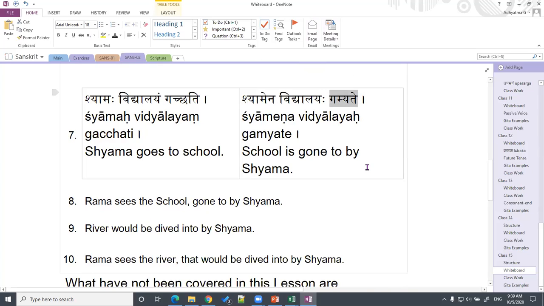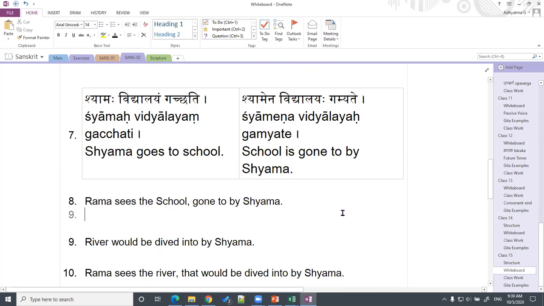How will you make the participle out of that? Gamyamana. Just remember, instead of te, I'll use mana. Gamyamana. So how will I do that here? Ramaha Shyamena गम्यमानः विद्यालयः पश्यति.